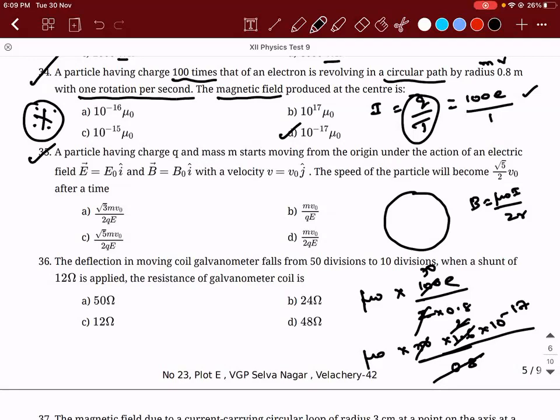35th. Actually, this question, I don't know why I asked it again. There was a mistake last time itself. I told you, so I can ignore this. Did anyone attempt this question?